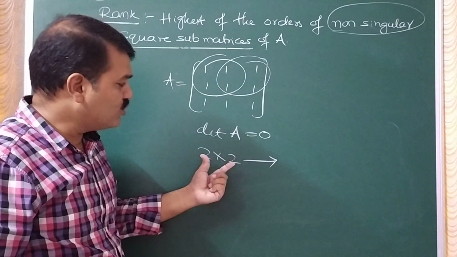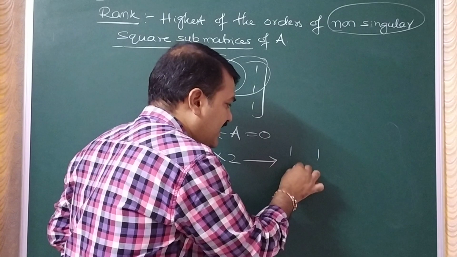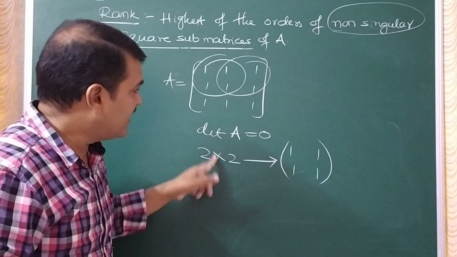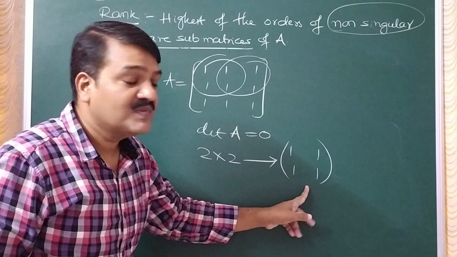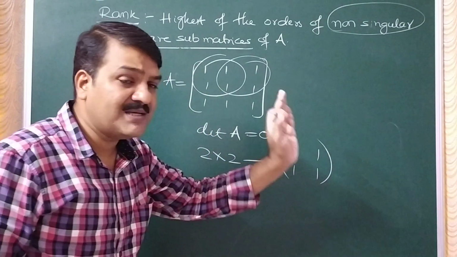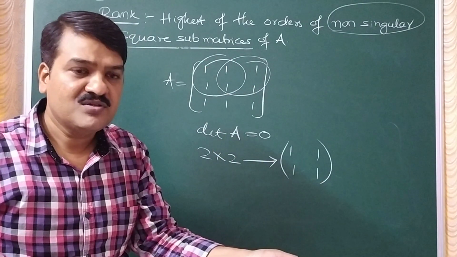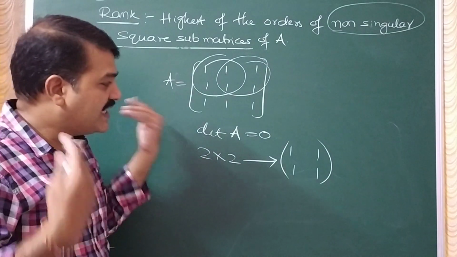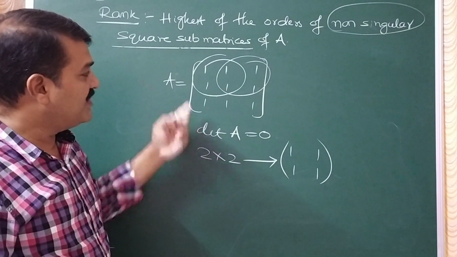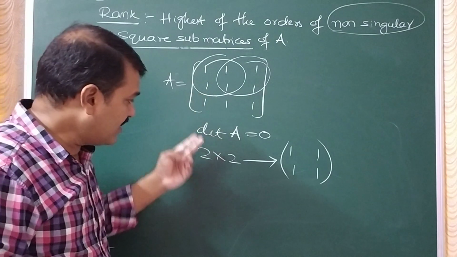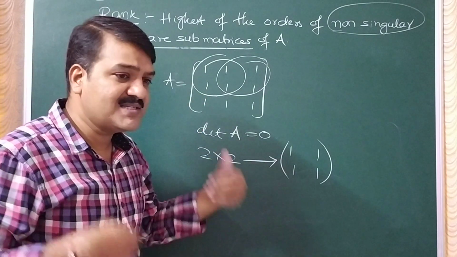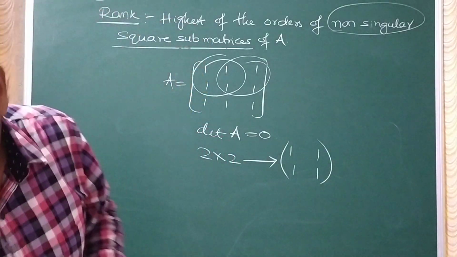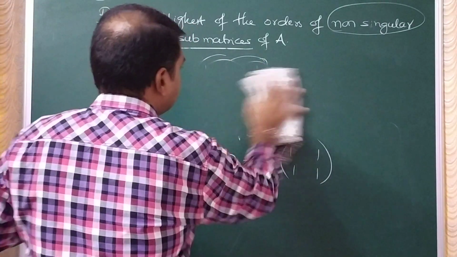That means any 2 by 2 submatrix will be of this form only. If you remove any row or column, you will get a 2 by 2 submatrix like this only. That means every 2 by 2 submatrix is singular, so you can't find a non-singular submatrix in this also. So rank cannot be 2. Rank cannot be 3 because the determinant is 0, and rank cannot be 2 because all 2 by 2 submatrices are singular. That means rank is 1. Clearly, rank is 1 for this. Okay. So next.